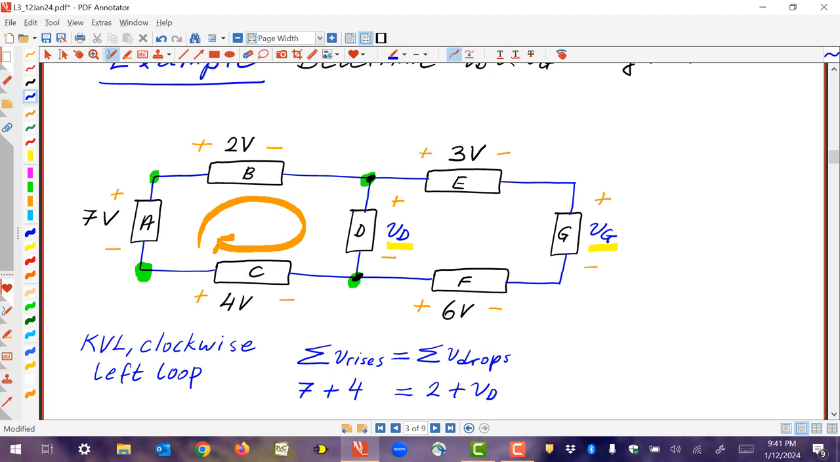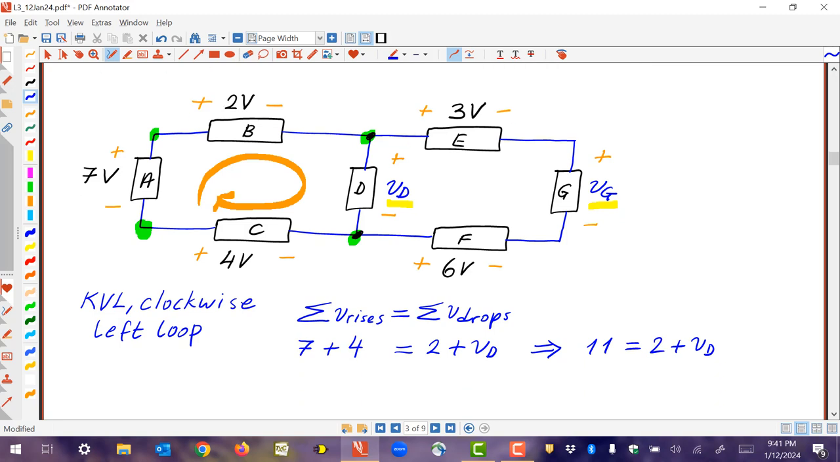So what I'm getting here is 11 equals 2 plus V sub D. Well, then V sub D must be 9 volts. Does it make sense? It should. That's the only way to balance the voltages algebraically in the left loop. Otherwise, it's not balanced. So this must be true.